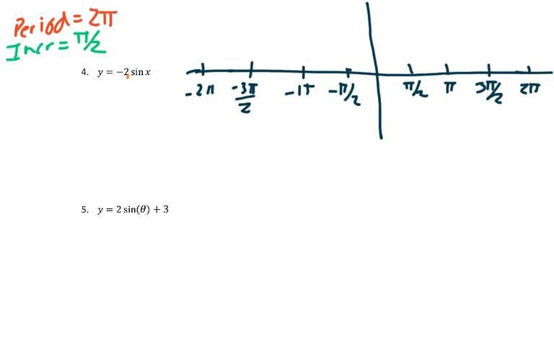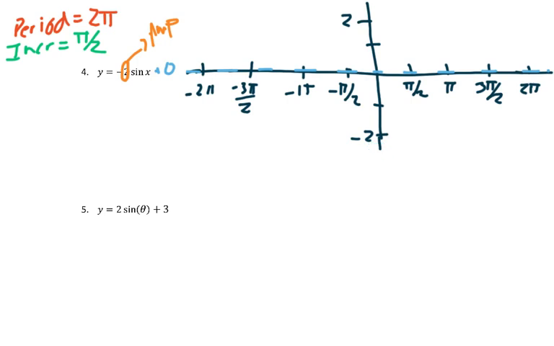Now here, our amplitude is 2. So that means I'm going to be going up 2 and down 2. And my midline, I should have really done that first, is at 0. So this means all of my values are going to be at my midline of 0, plus 2 from my midline, so at 2, and minus 2 from my midline, so at negative 2.